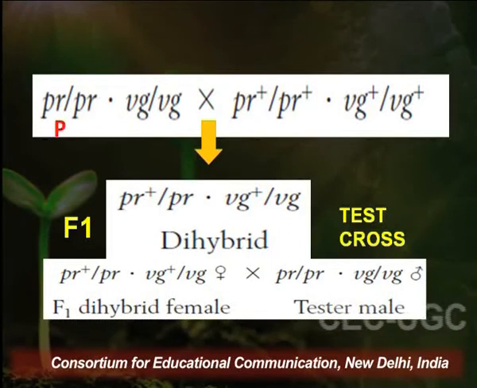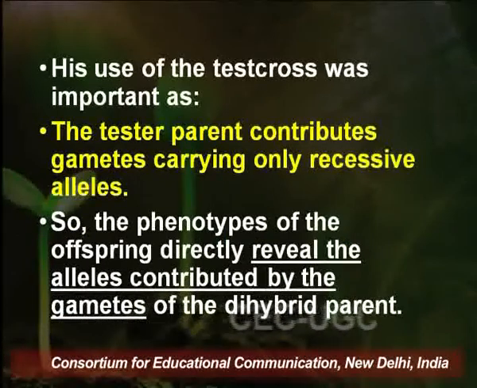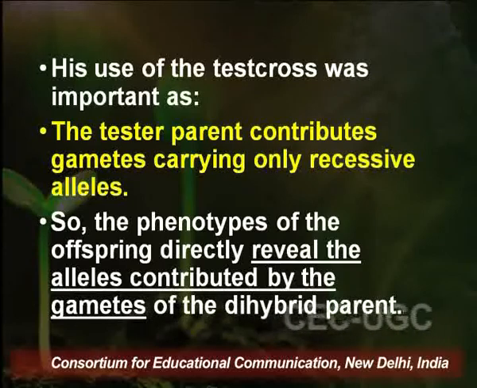Now he took a test cross. The test cross would be between the F1 and the double recessive tester, which he took as a tester male. And why did I ask the question in the beginning, why did he take the test cross in the first place? Because we know the alleles of the double recessive parent. We wish to concentrate on the genetic constitution of the hybrid.